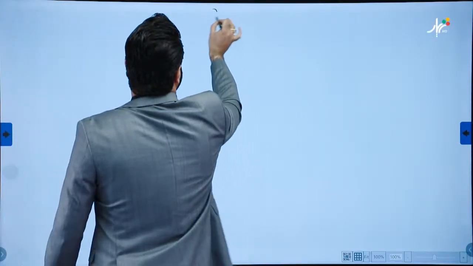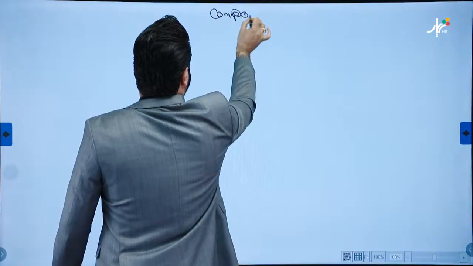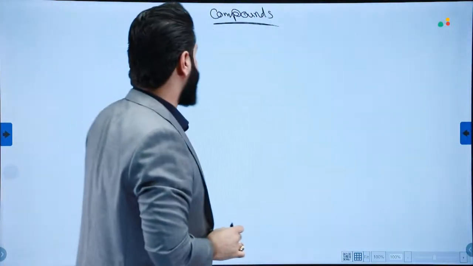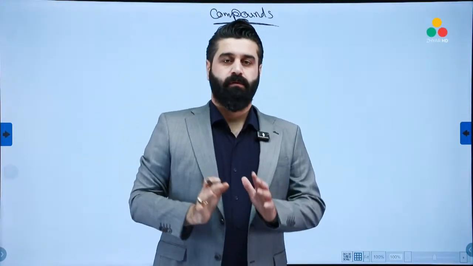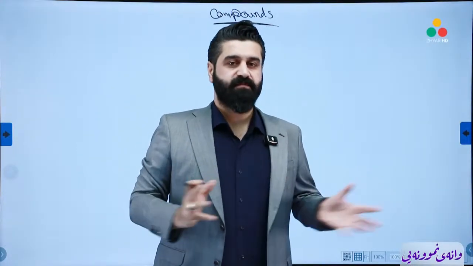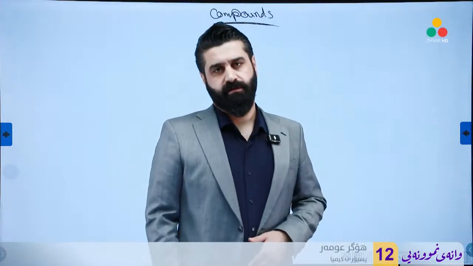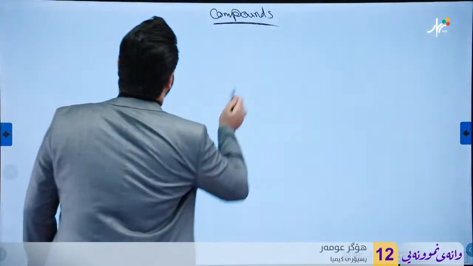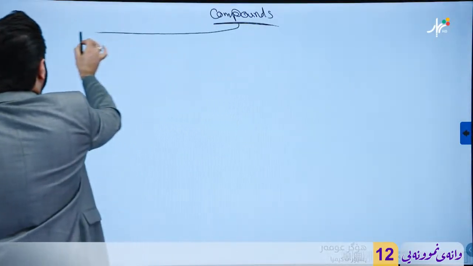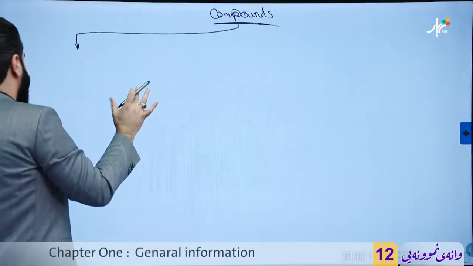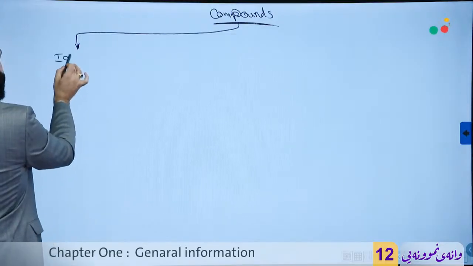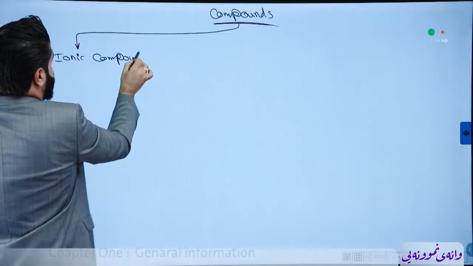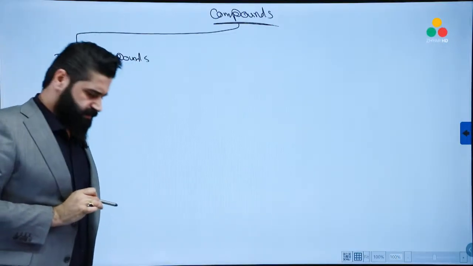Look, compound. Normally, a compound is a combination of two or more different atoms together by ionic or molecular bonds. No problem. The point is, we should have 2 or more different atoms. Compounds are classified into 2 main categories. The first one, ionic compounds.